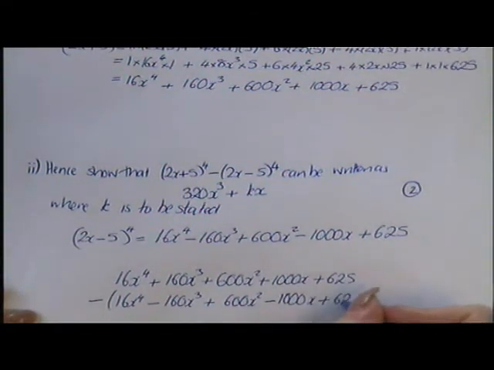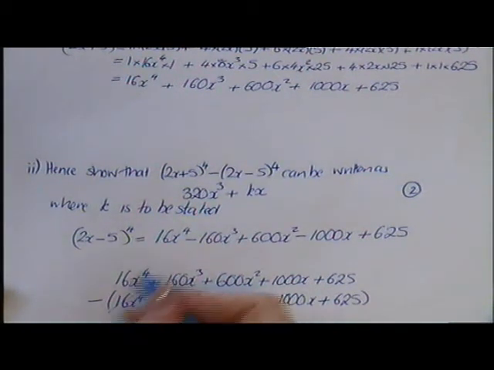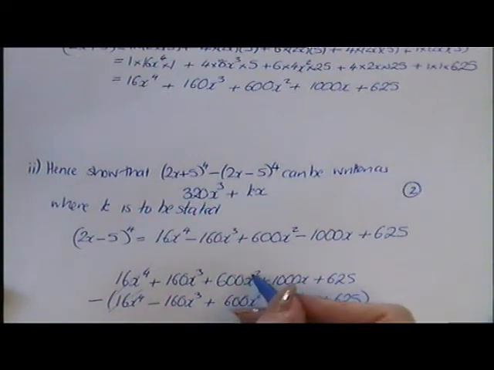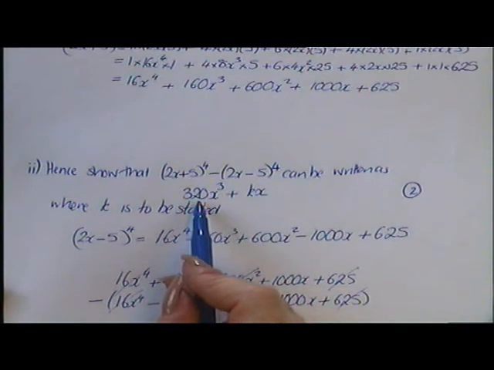So if we look at these, we're going to have terms which cancel, because we've got the same quantities but an alternate sign. So we're going to find that these are going to cancel. Our x squared terms are going to cancel, and our constant term at the end is going to cancel, which leaves us with the 160x cubed, take away negative 160x cubed, so take away a negative becomes positive, and we get the 320x cubed, which is what we were asked to show.